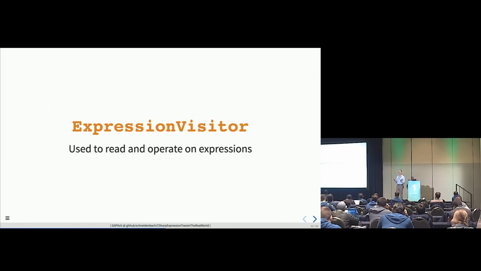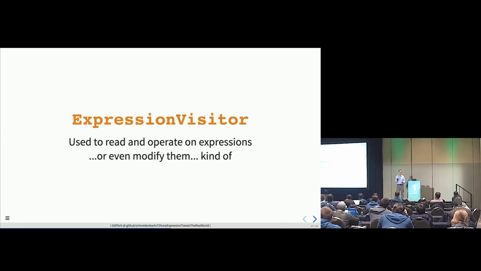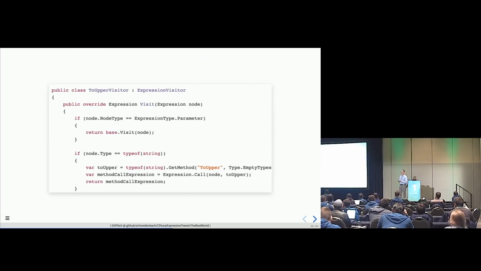Another thing that an expression visitor can do is modify expressions, kind of, because the expression API returns immutable objects, which is great, because they will always have a state, and when you get them back, as long as that line of code executes and you don't get an exception, you know it's a valid expression, which is really cool. So an expression visitor can be used to modify, and let's look at an example of this.